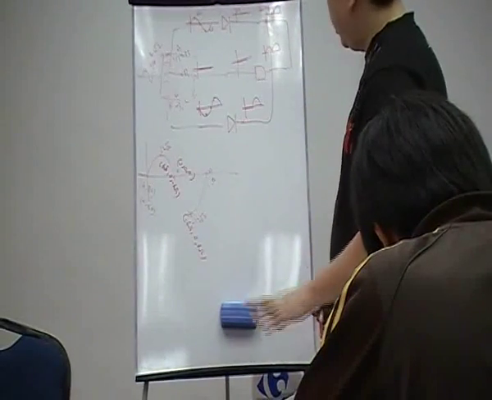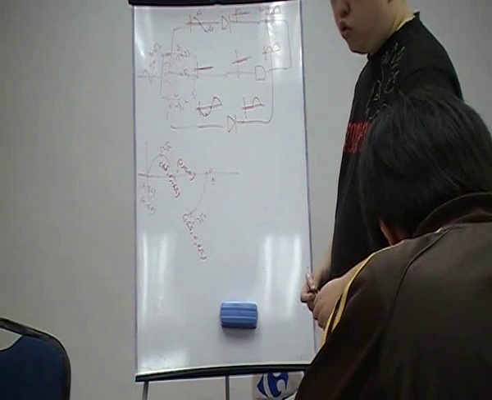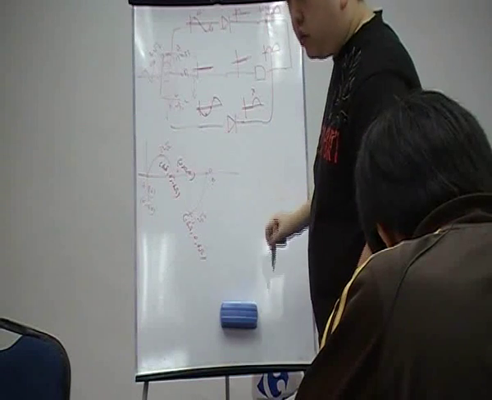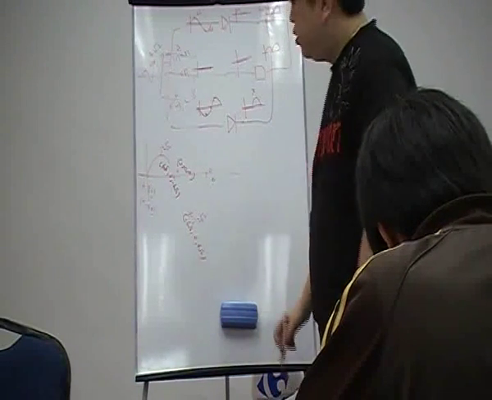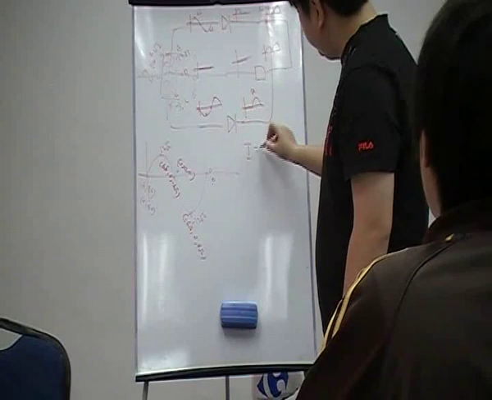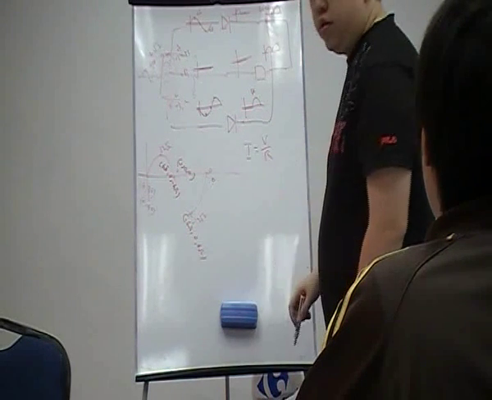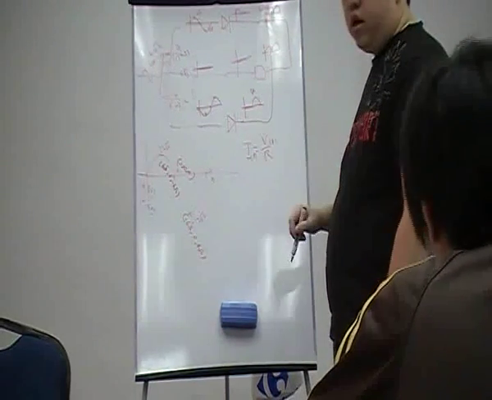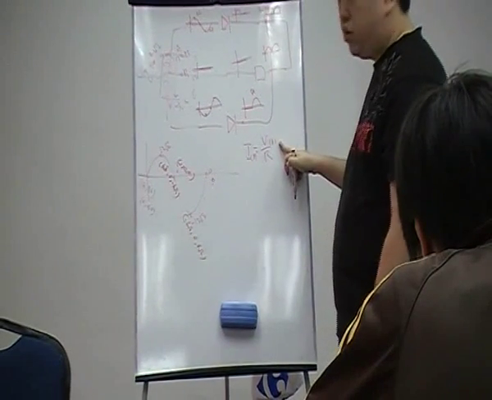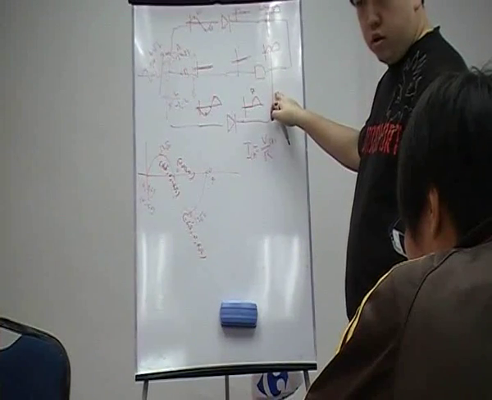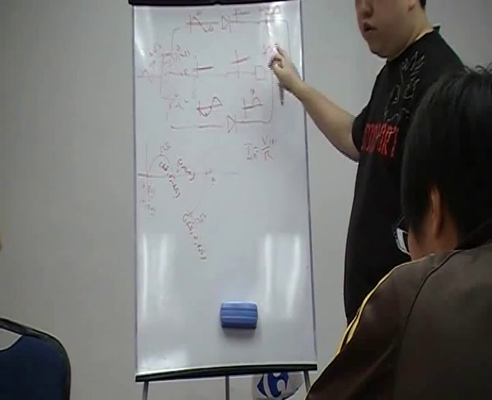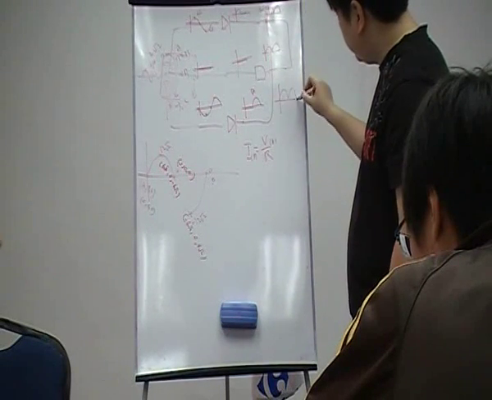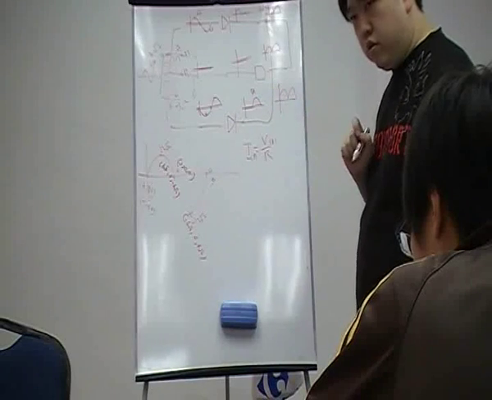Wait, they ask you what's the voltage across the resistor, right? Oh, they ask the current through the resistor. So when you have current, we need V over R. They want to plot the graph. The V here is defined as the potential difference between these two points. The difference of these two graphs is the same as this graph. This graph subtracts this graph.